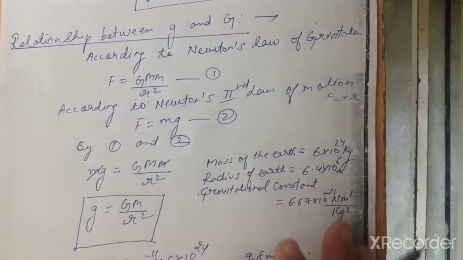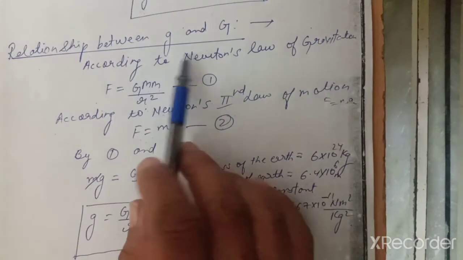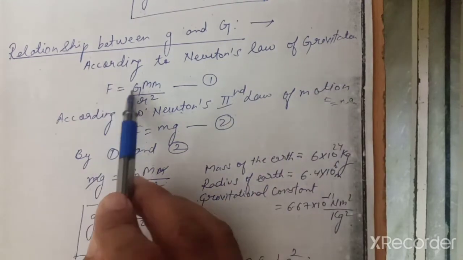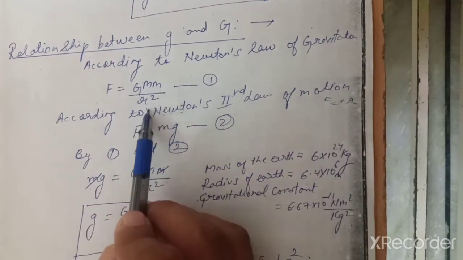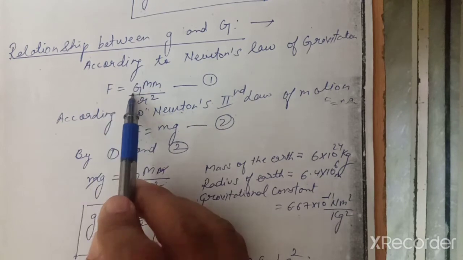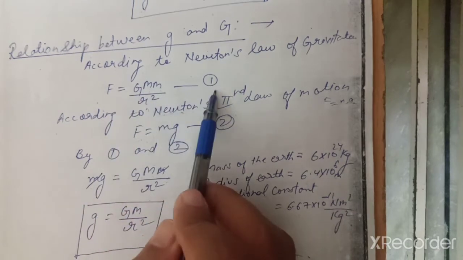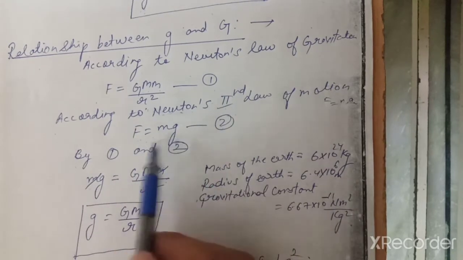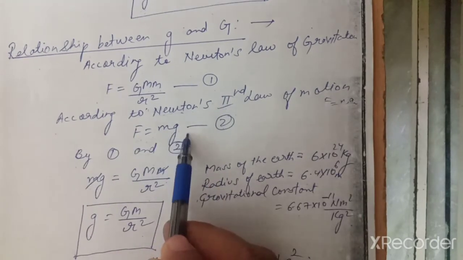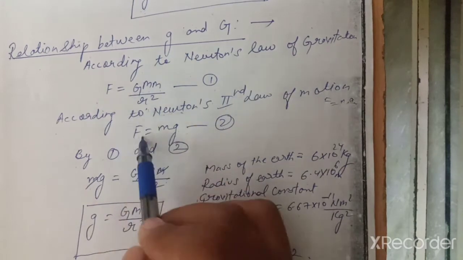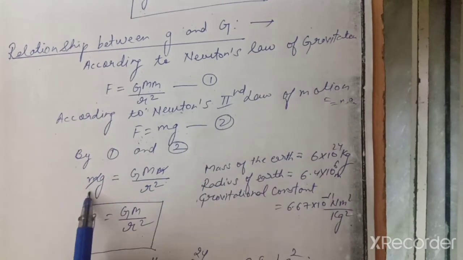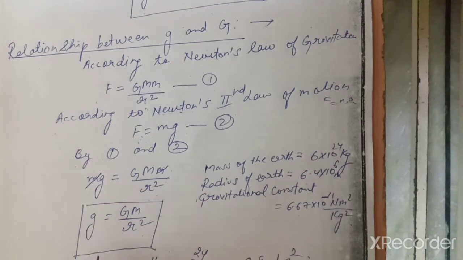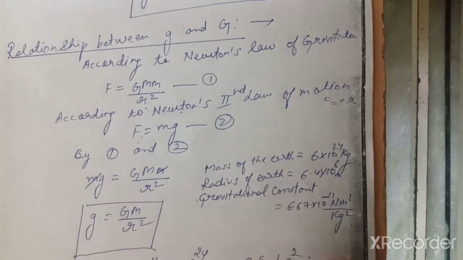Okay, so what we have done: according to Newton's law of gravitation, F is the force between them, and r is the distance between them. So F equals G M m upon r square is the first equation. Second equation, from Newton's second law, F equals m into g. By the first and second, both sides are equal, so we can write mg equals G M m upon r square. This m will get cancelled, and finally you get g equals G M upon r square.